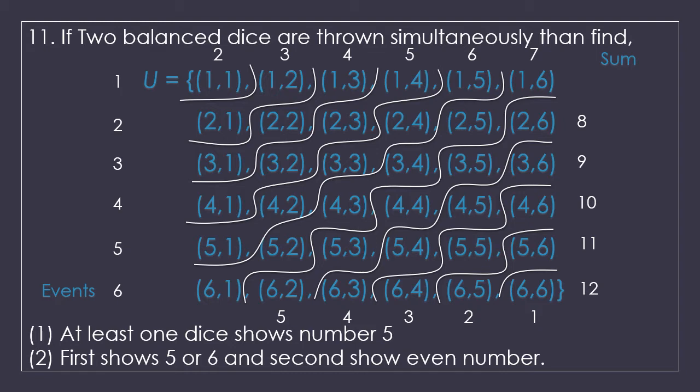Second question is first shows 5 or 6 and second shows even number. Just take those 12 events in which the first one has 5 or 6, and then take the events in which there are even numbers. You will get 6 events and the total is 36, so 6 upon 36 is the answer. But textbook people don't want that. They want you to struggle hard, so I will show you how to struggle hard. Let's move on to those struggling questions.